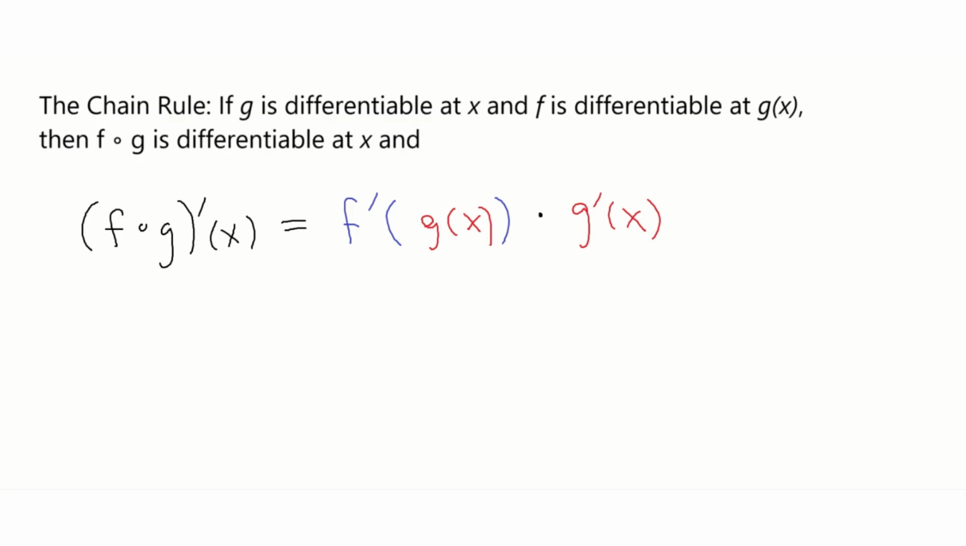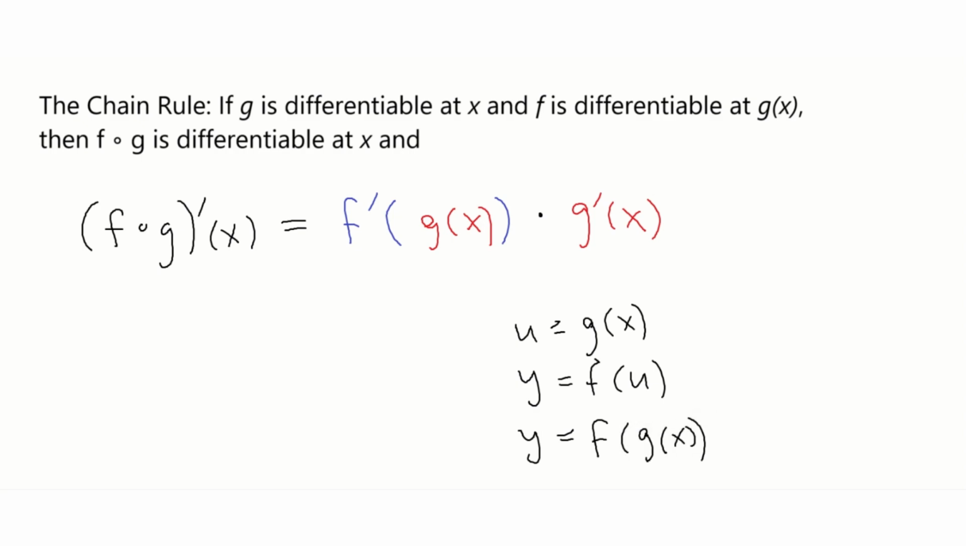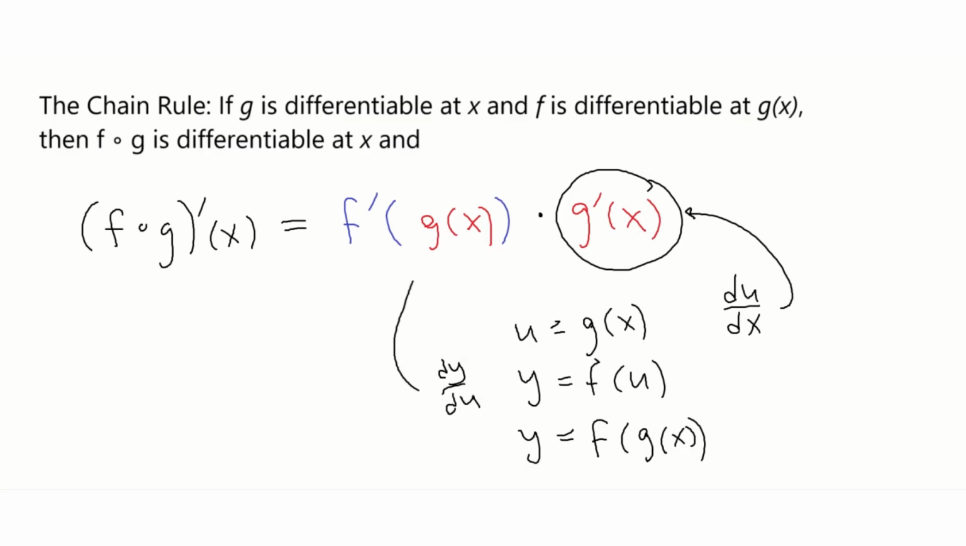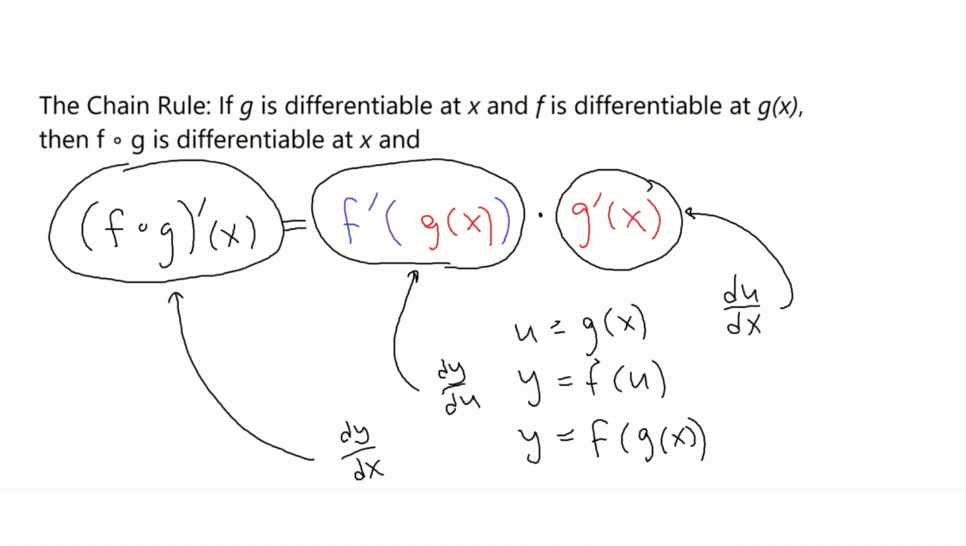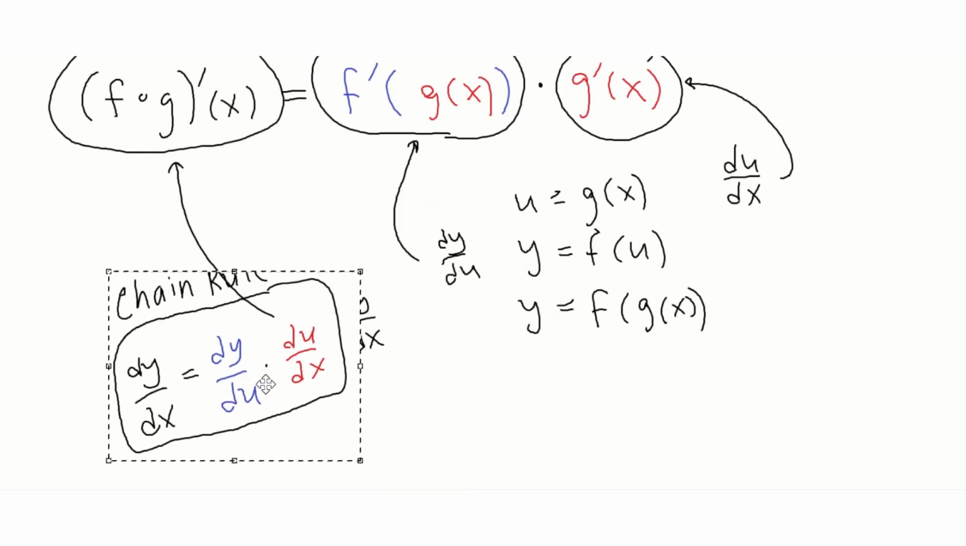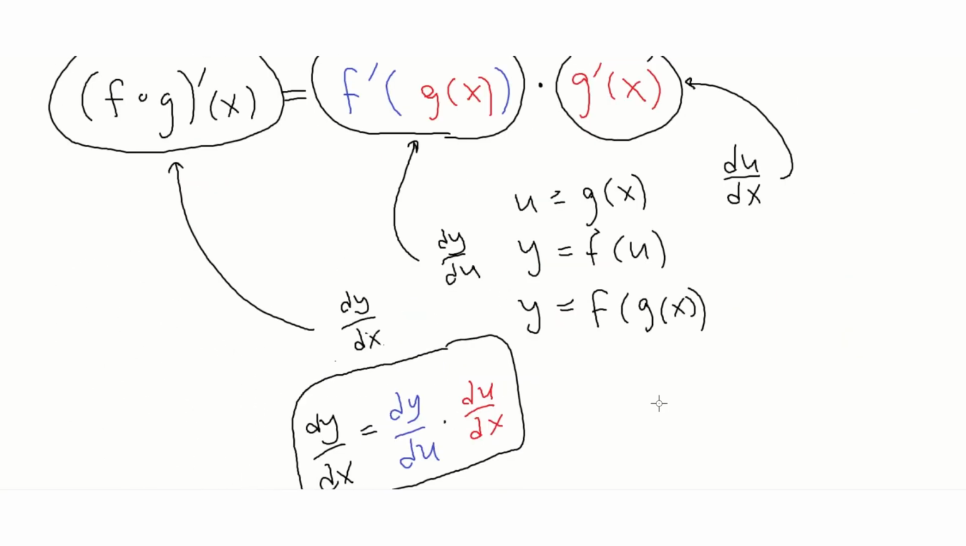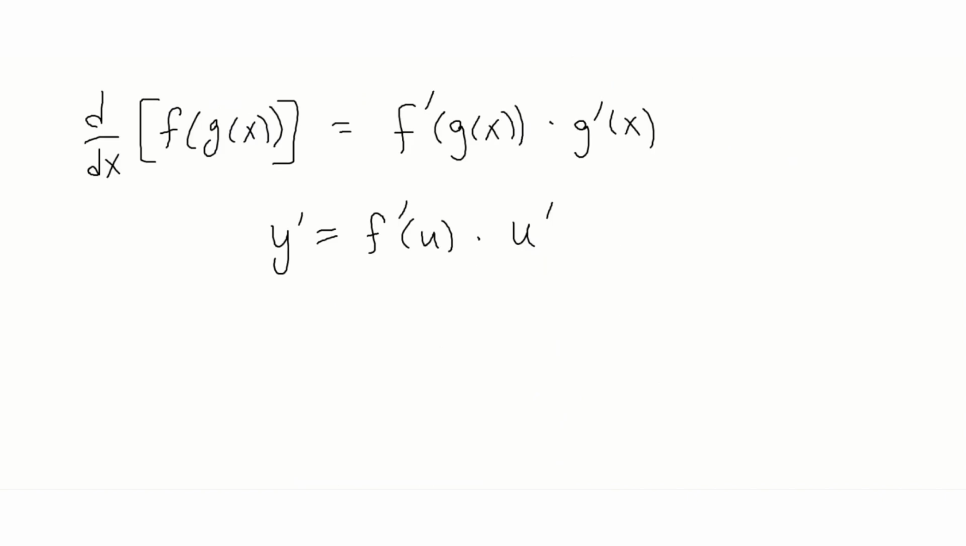We can write this in Leibniz notation by writing g of x as u and f of u as y. Then y can be written as f of g of x and is differentiable with respect to x. du/dx is another way of writing g prime of x. dy/du is another way of writing f prime of u, in other words, f prime of g of x. Finally, dy/dx means we're taking the derivative of f composed with g. And we get the same thing we had earlier. Here are two more ways to write the chain rule.